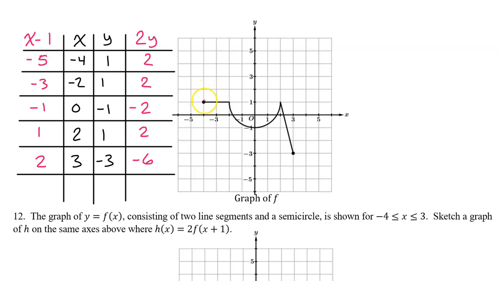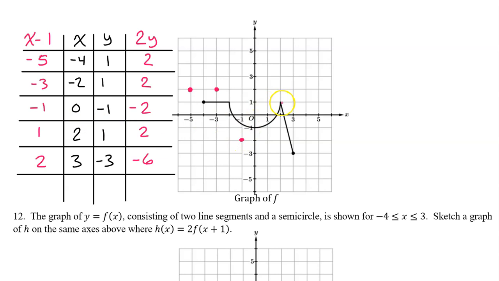So the point that originally was here at -4, 1 will now be at -5, 2. So that point is going to be here. This is the new endpoint. This corner, which used to be at -2, 1, is now at -3, 2. So that's going to be right here. And next, the bottom of the semicircle, which was at 0, -1, is now at -1, -2. So -1, -2. Okay, that's way down here.